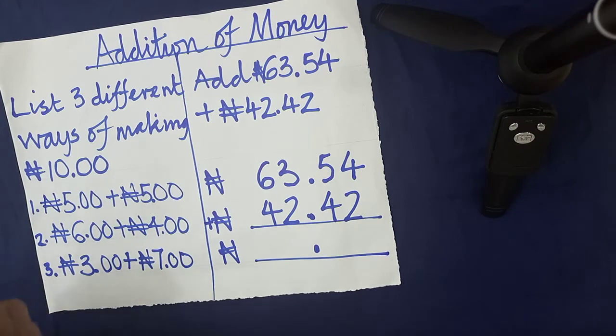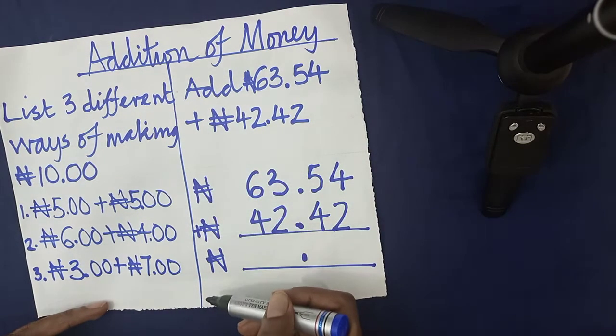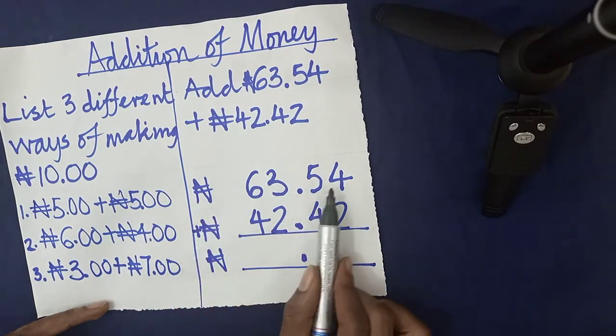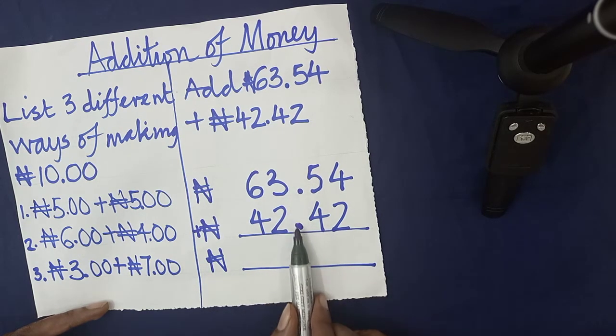Okay, sorry for that movement. All right, so we have add 63 naira 54 kobo to 42 naira 42 kobo. Again, first things first, after you've written your naira signs for the first number, the first amount, the second amount, and your answer, ensure that all the points are on a straight line.